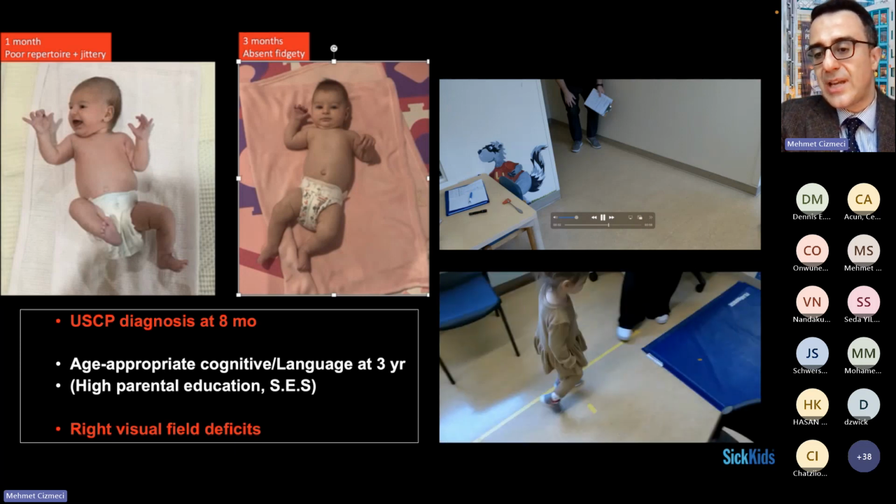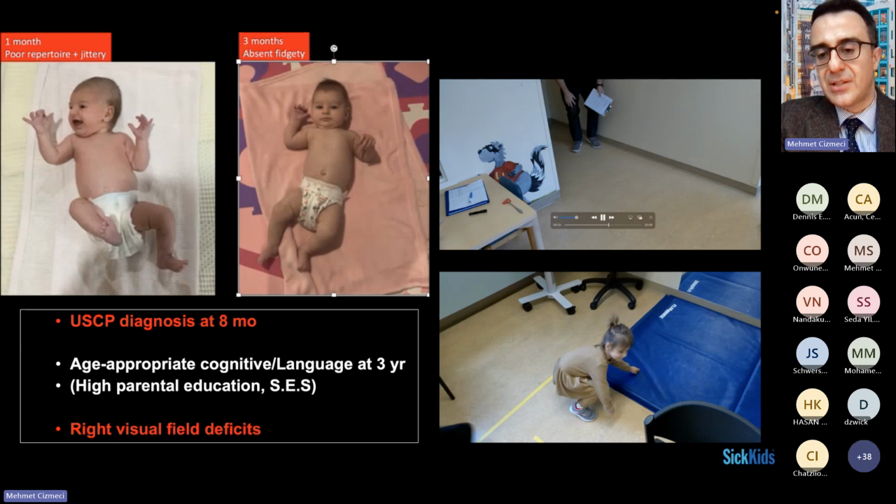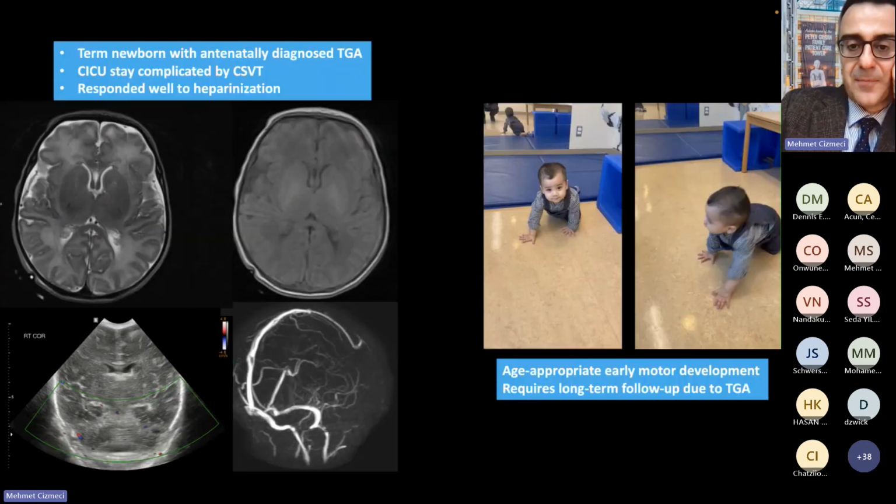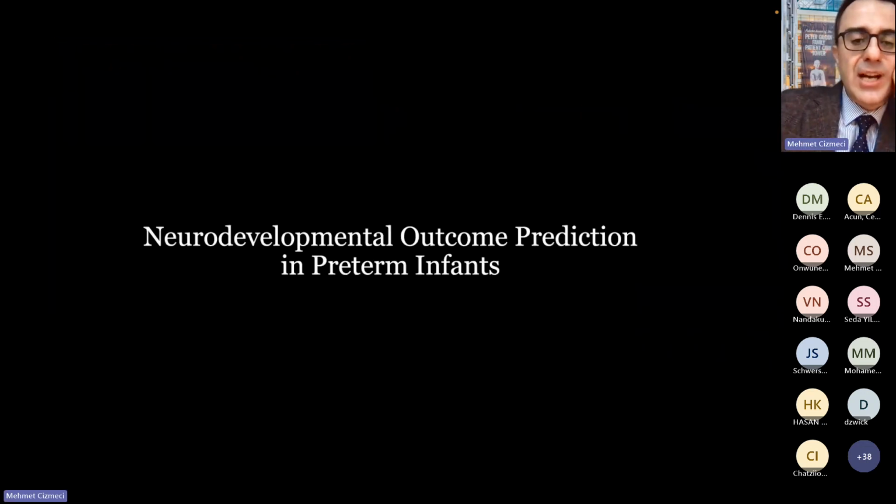Due to high socioeconomic status of the parents and parental education, the baby was doing well at 3 years from a cognitive and language perspective, but as expected from the neuroimaging analysis and other further early childhood markers, this baby developed CP. So I'm going to switch gears and we'll move on to preterm injury patterns here.